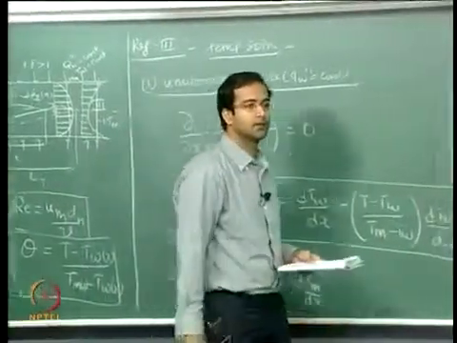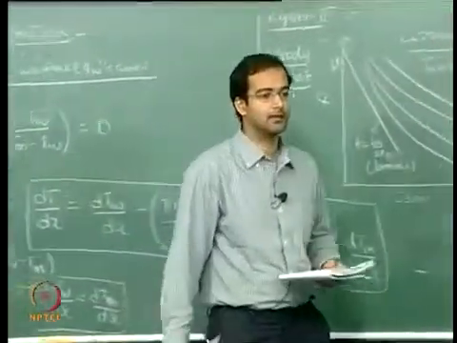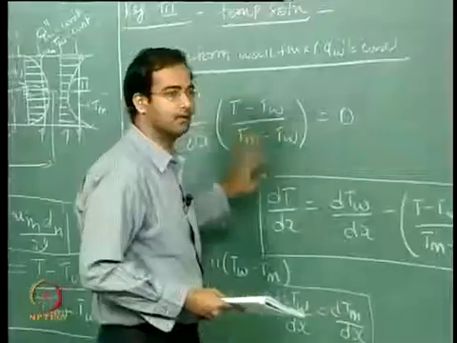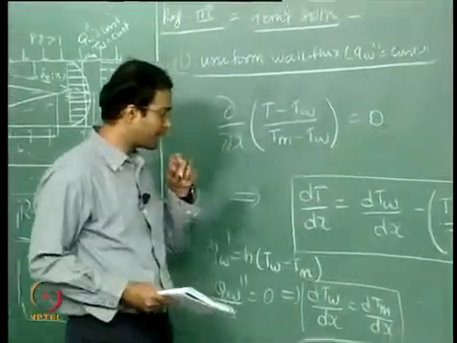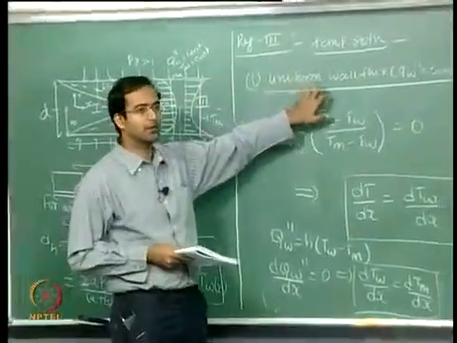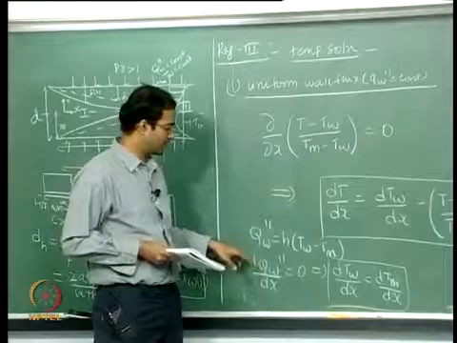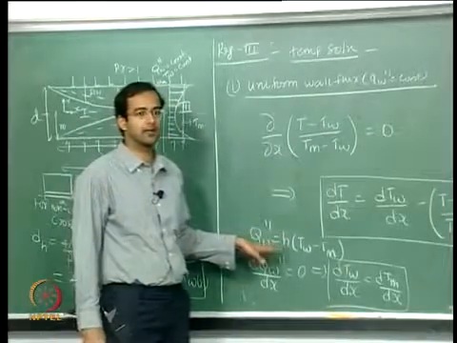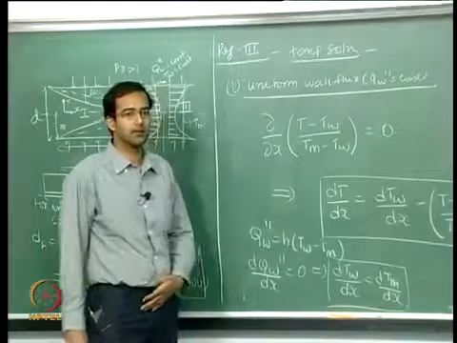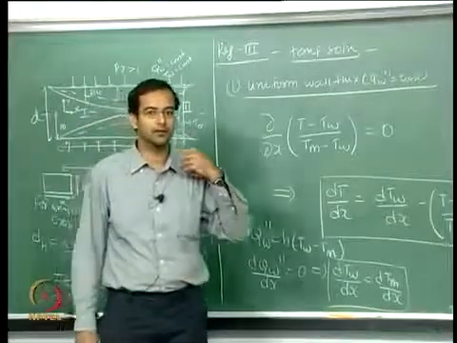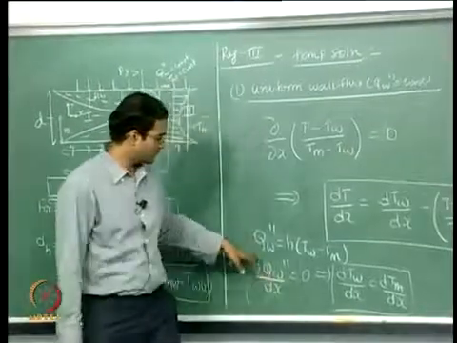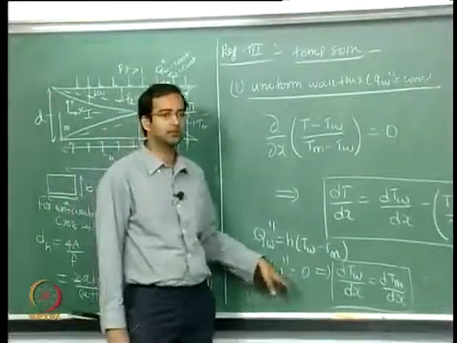Okay, so maybe you can complete it as a homework, but you should be able to get this, very straightforward. Now the important fact is, when you apply the uniform heat flux boundary condition from Newton's law of cooling, you can say that q wall double prime is h into delta T, T wall minus T mean. So since your wall flux is uniform, therefore dq by dx will be 0, right?